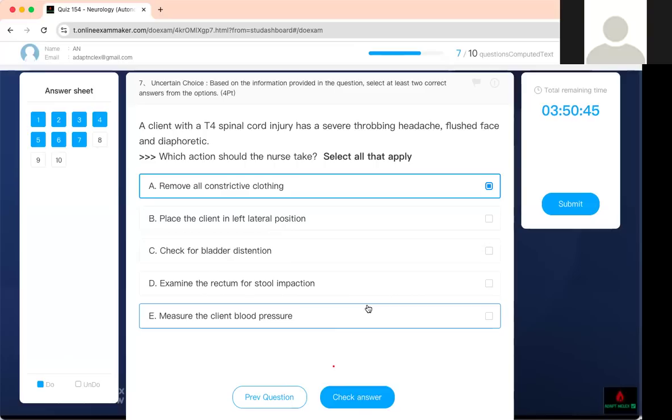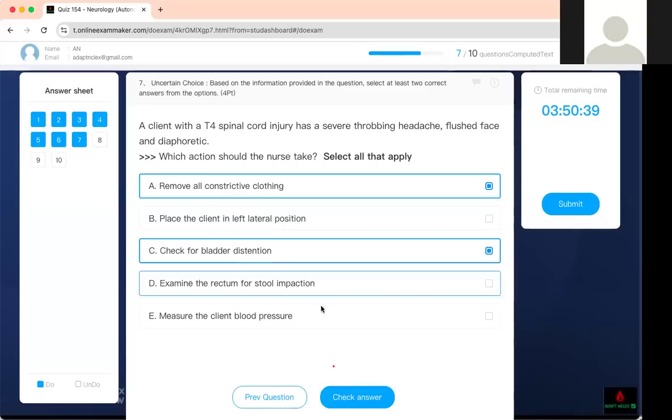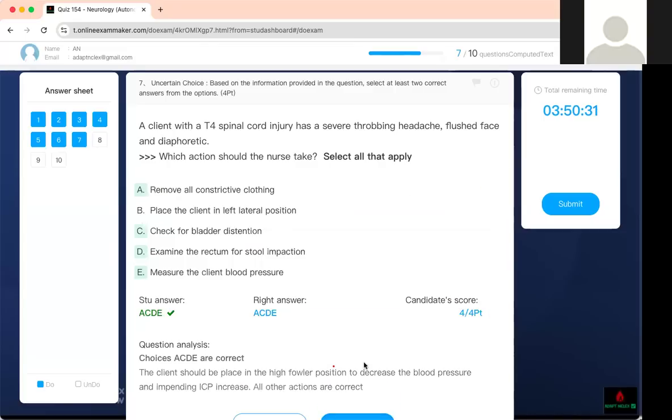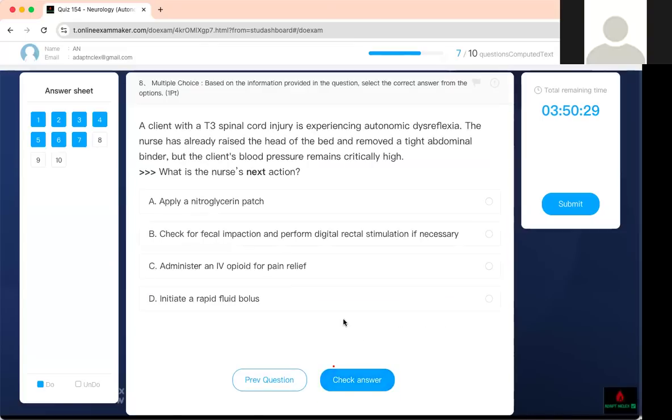Place the patient head up to lower the ICP related to the head, no lateral. Check bladder distension. Is it stimulation? Check the rectum. Also stimulation. Measure blood pressure and see how high it is. Those are our features. What is the next action?